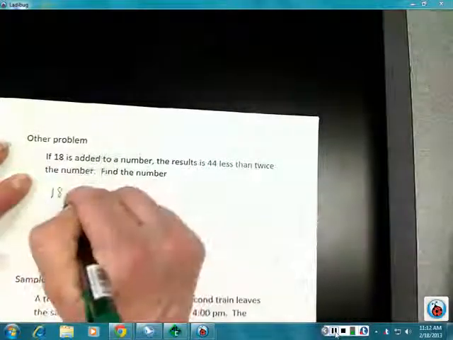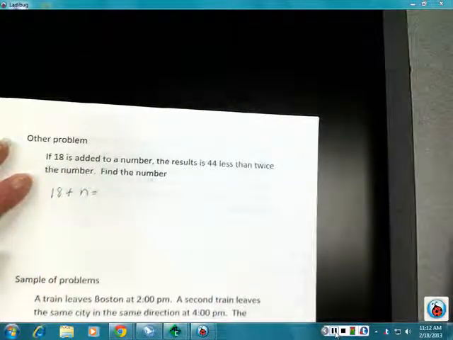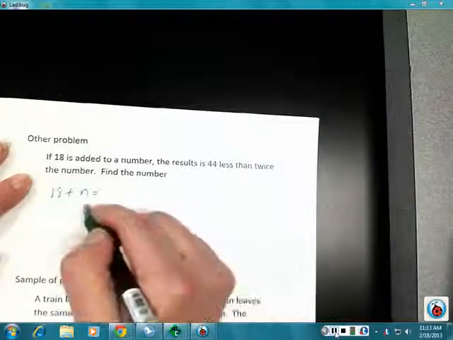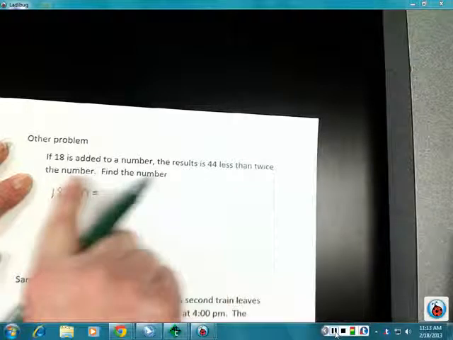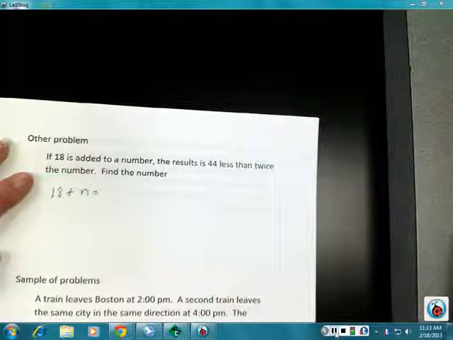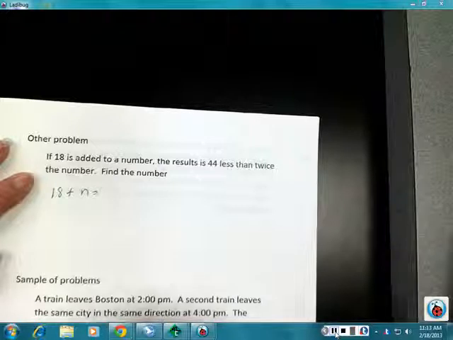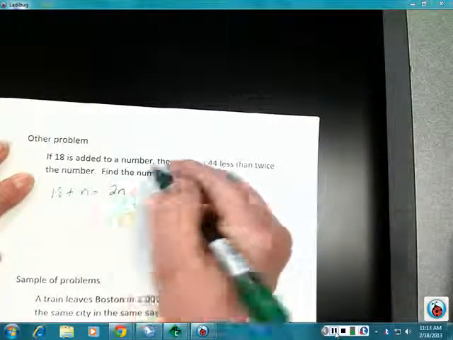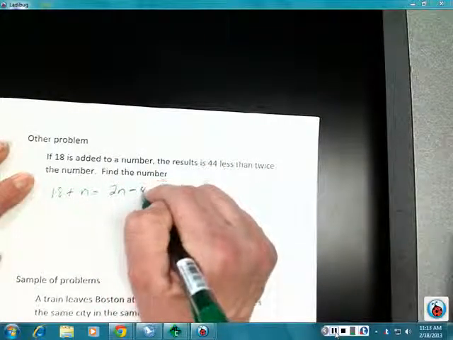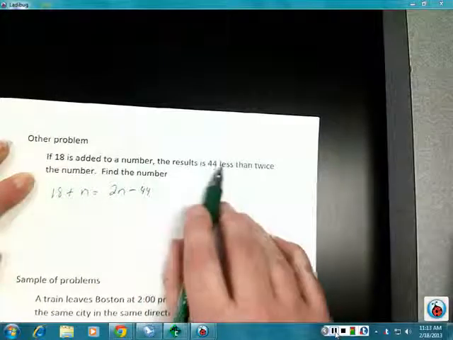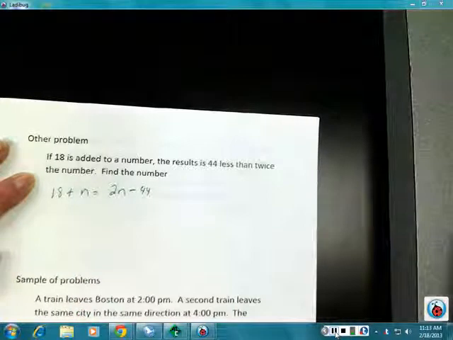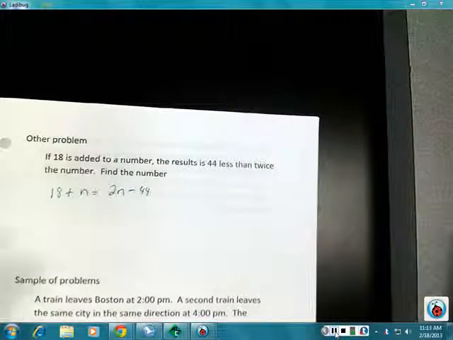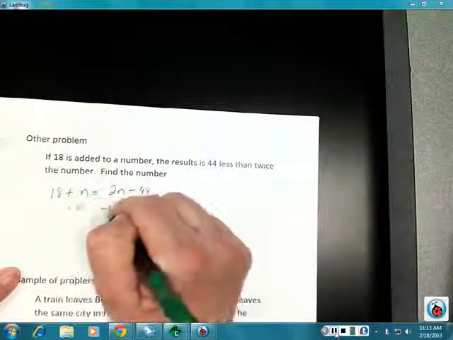18 added to a number. The result, what does result mean? Equal to. Equals 44 less than twice the number. So how do I put that? So it'll be 44 minus 2x. Nope. 2x minus 44. Yeah, or 2n, whichever you're using, minus 44. Be careful because it says less than twice the number, so that means that twice the number has to come first. And then you just solve it like we've been doing. So minus n.